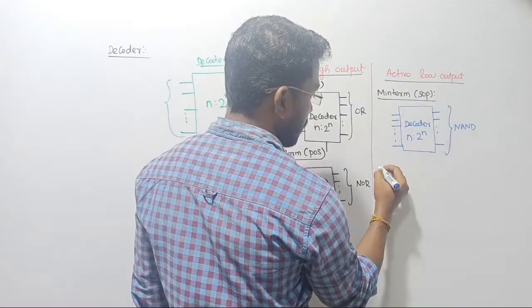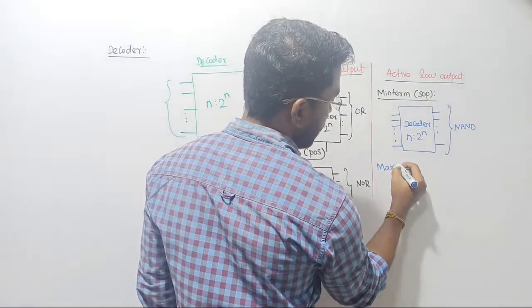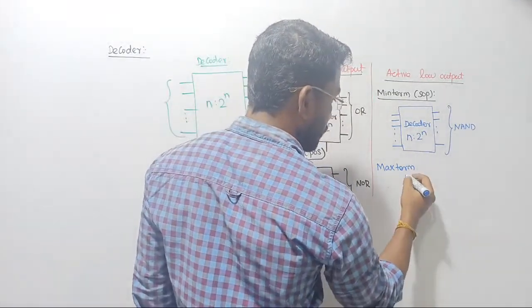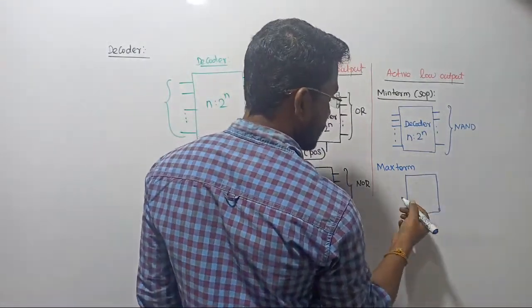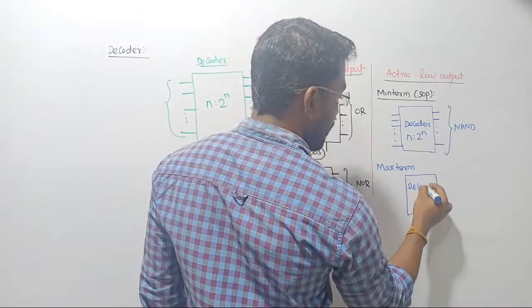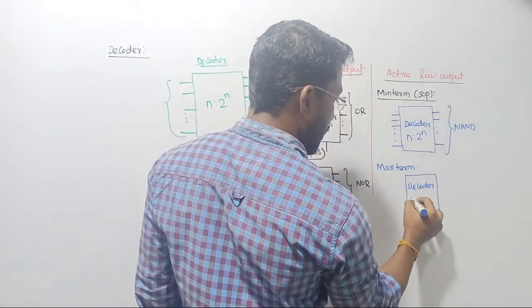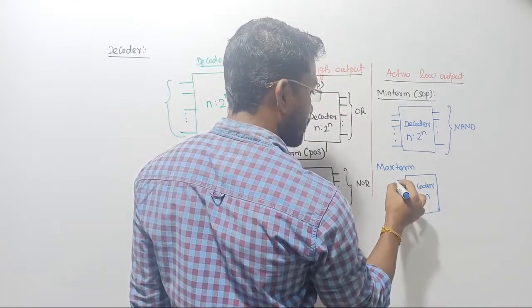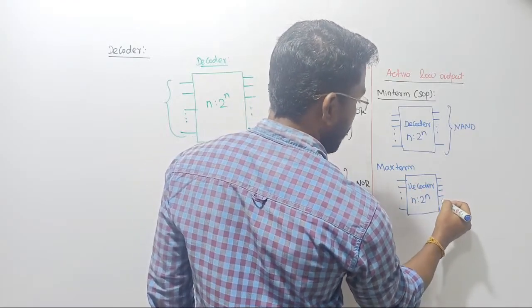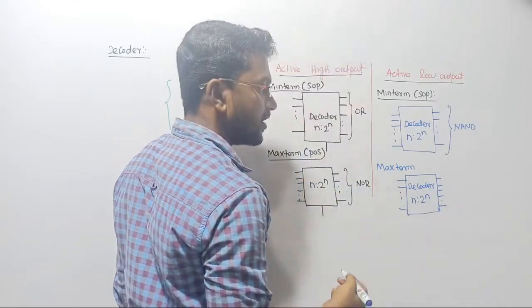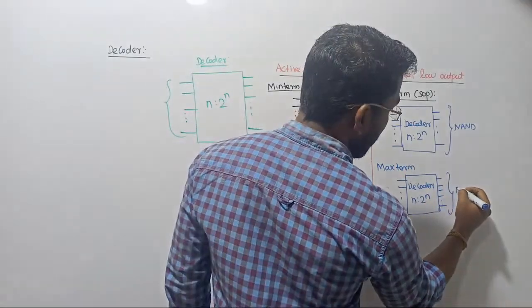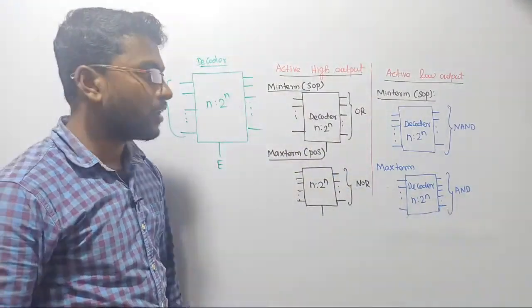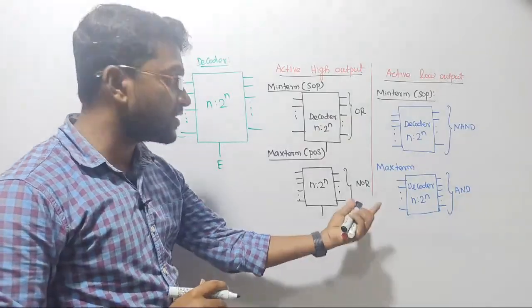Next, if I am going with the max term, then what shall we do? Once again, let's consider the general decoder circuit. Our circuit is decoder only, n to 2 power n, such that we are going to consider n input lines and 2 power n output lines. There is no change, and the output gate is going to be AND gate only. Clear? I hope things are very clear to you all. Please don't forget, this is very important, right?